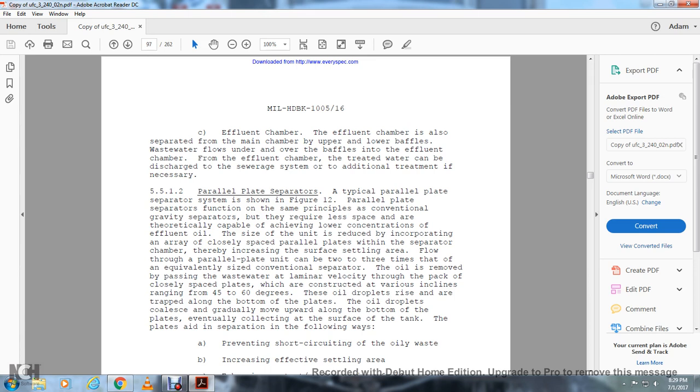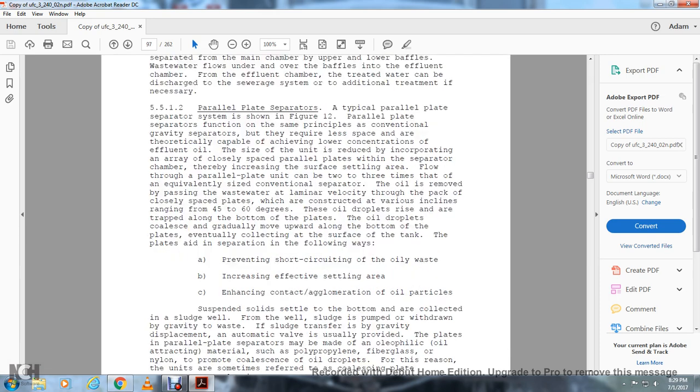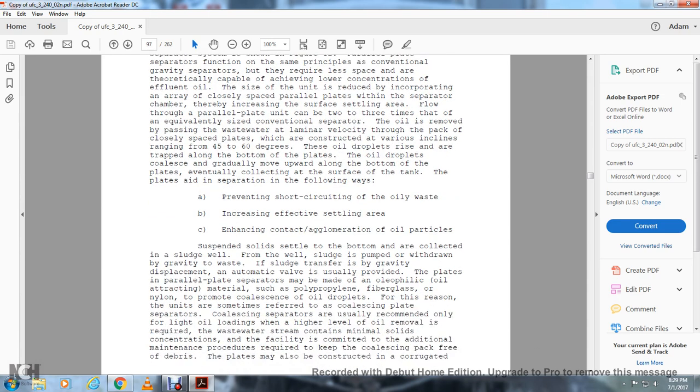The oil is removed from the wastewater by establishing laminar velocity through the pack of closely spaced plates, which are constructed at various inclines ranging from 40 to 60 degrees. The oil droplets rise and are trapped at the bottom of the plates. The oil droplets coalesce, gradually move upward along the bottom of the plates, and collect at the surface of the tank. The plates serve the following purposes: preventing short-circuiting of the oily waste, increasing effective settling area, and enhancing contact and agglomeration of oil particles.